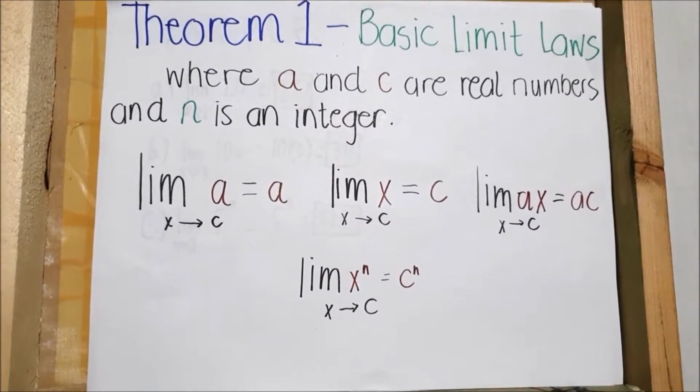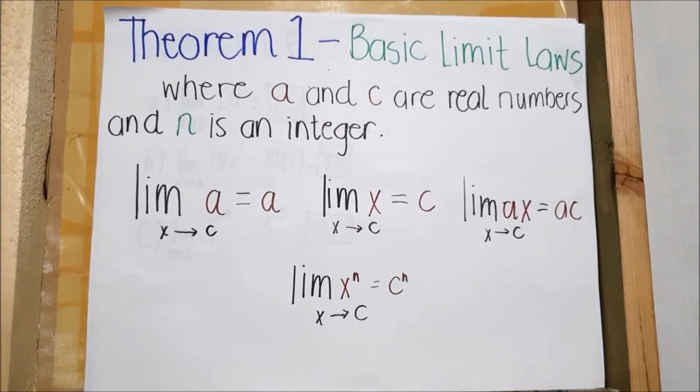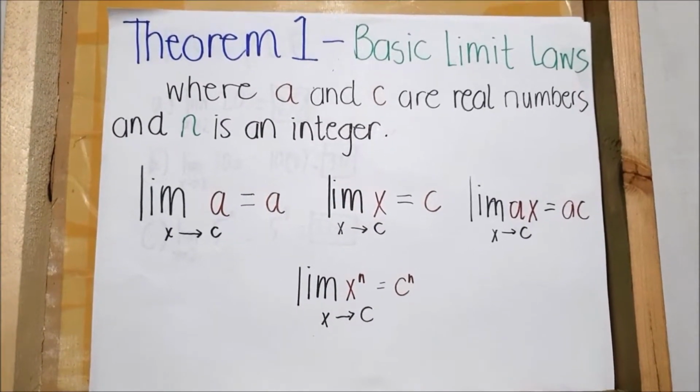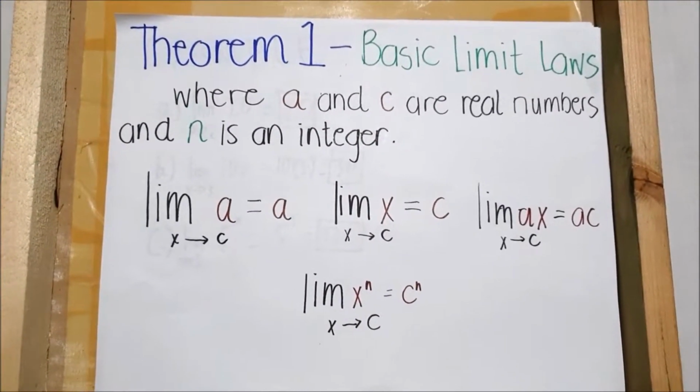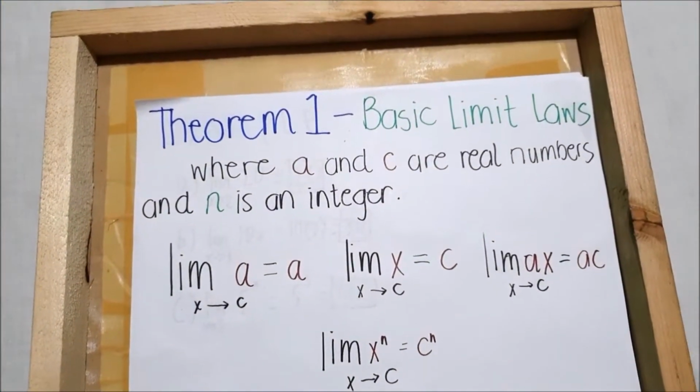The limit of a as x approaches c is equal to a. The limit of x as x approaches c is equal to c. The limit of ax as x approaches c is equal to the product of a and c. The limit of x raised to n as x approaches c is equal to c raised to n.